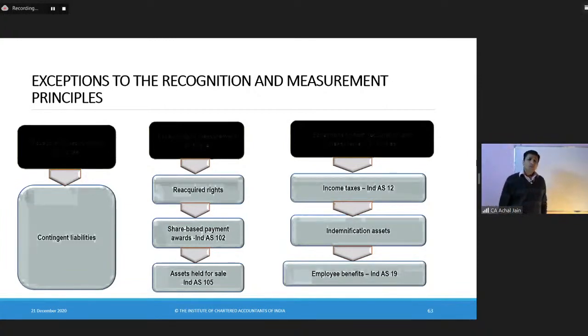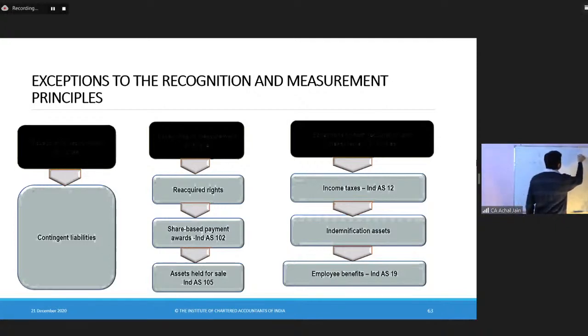As we all know, at the time of business combination, fair valuation of assets and liabilities is required to be done. So let's understand it this way. We have purchase consideration from which we reduce the fair value of net assets. Let's suppose this was 1,000 and this was 700. Correct?